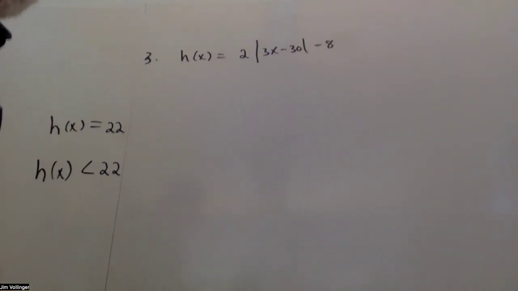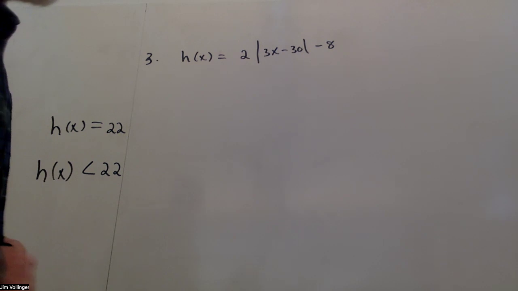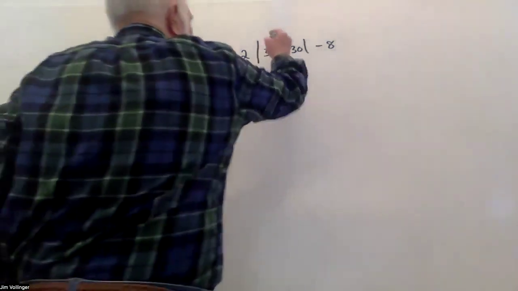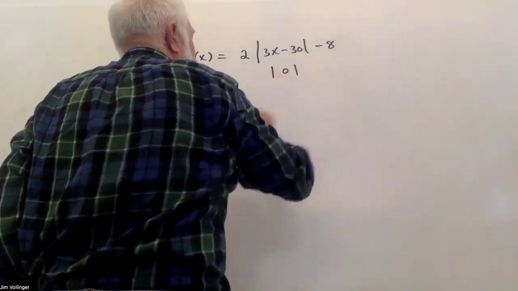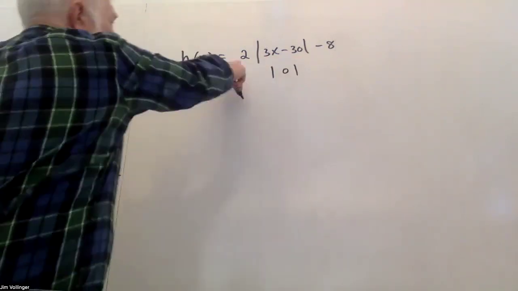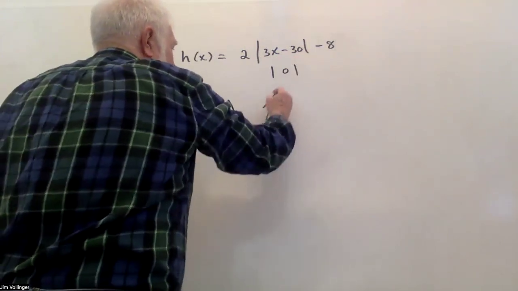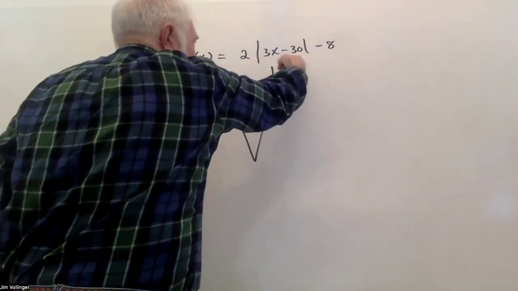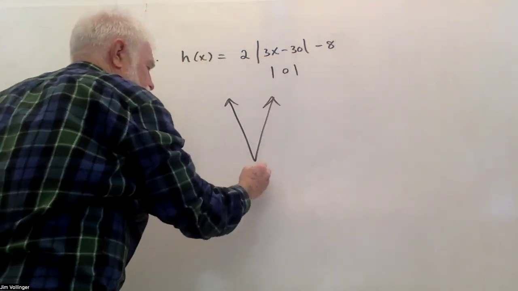Remember, the smallest distance you can travel from a number is 0. So I'm looking for this to become the absolute value of 0. And I think we can see that 10 makes that happen. So this is a positive V shape up, and (10, negative 8) is our vertex.